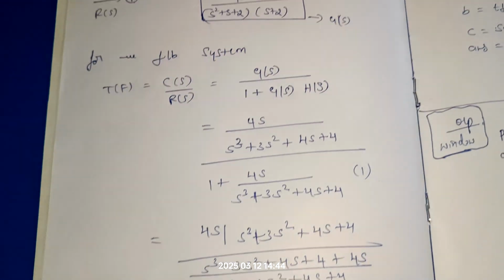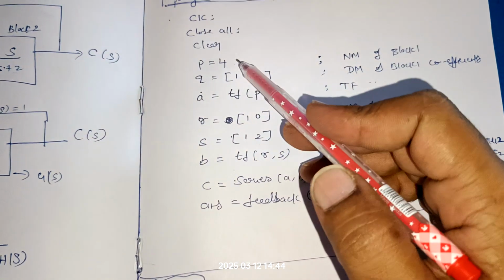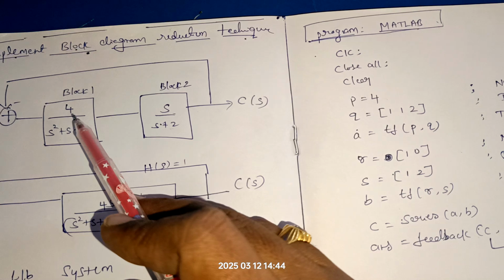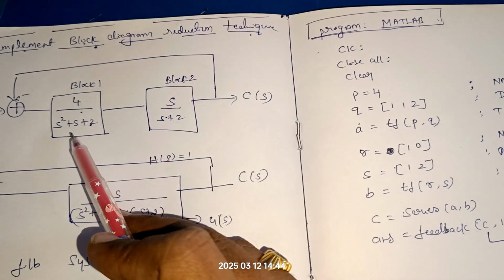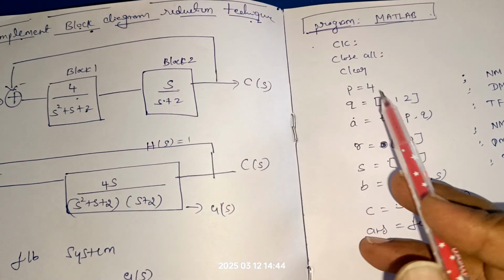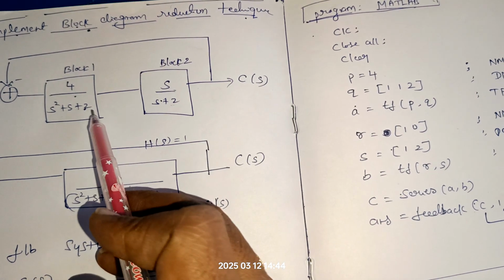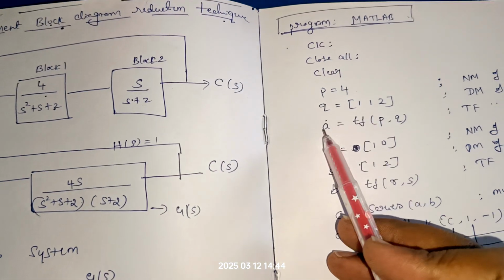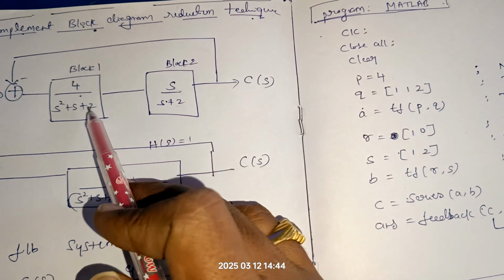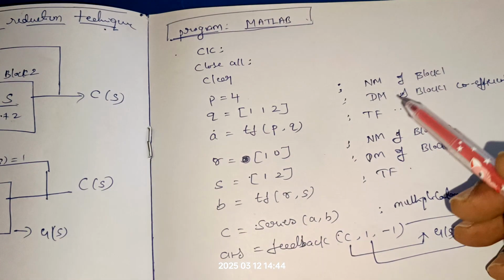Now we should write the Matlab code. The code starts with clc, close all and clear. For the first block, what is the numerator? It is 4, so p equals 4. For the denominator, take some variable like q. The coefficient of s square is 1, the coefficient of s is 1, and 2 as it is. So q equals 1 1 2 represents s square plus s plus 2. Then we write the transfer function for this block, output by input, numerator by denominator, as transfer function of p comma q, and we execute it. I will show this using Matlab.